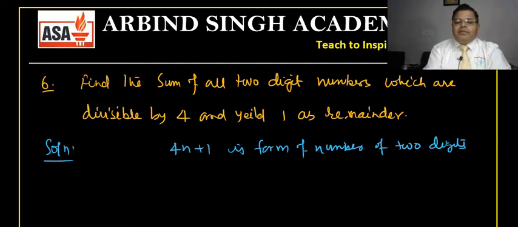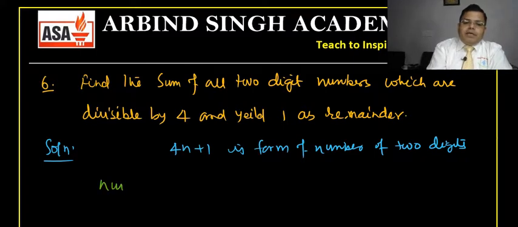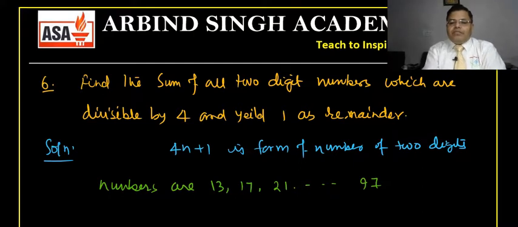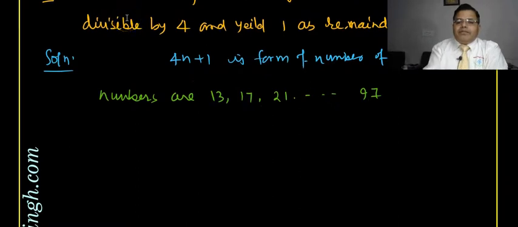4 times 3 is 12, plus 1 is 13. So hence the required numbers are 13, 17, 21, like this up to 4 times 24 is 96, plus 1 is 97. So it will start from 3 to 24, right? Now 3 to 24, that is 22 numbers. So easily you can find the number of terms in the sequence will be 22.